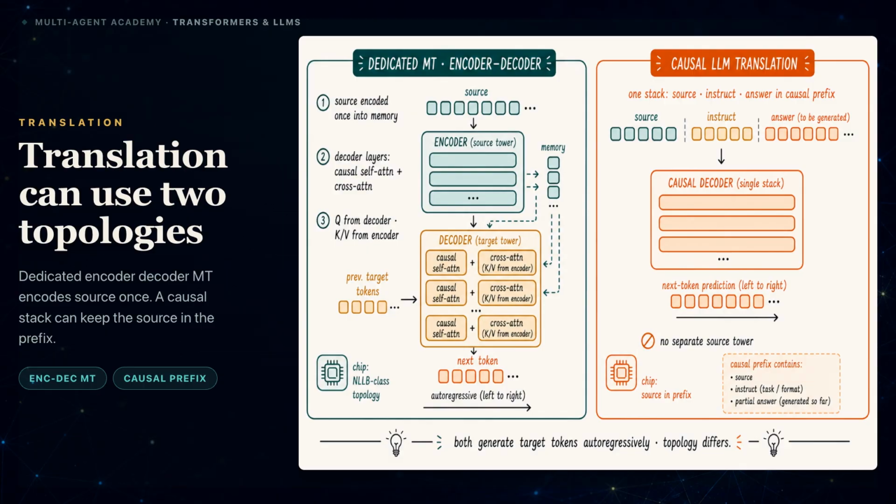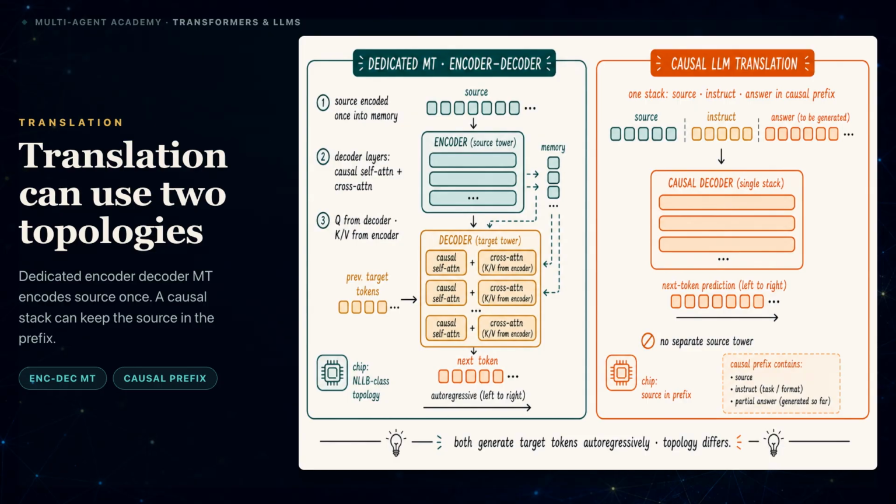Translation makes the same point with topology. In NLLB, the encoder turns the source sentence into memory once. The decoder then generates the target token by token. Inside the decoder, causal self-attention looks back at tokens already written, and cross-attention reads the source memory. The decoder forms the queries. The encoder provides the keys and values.